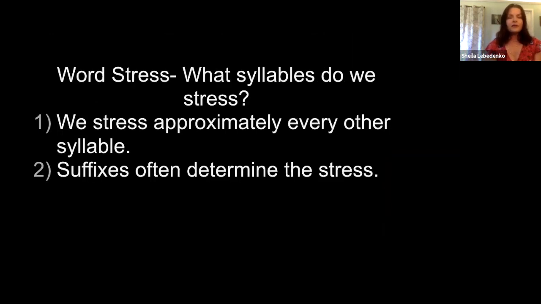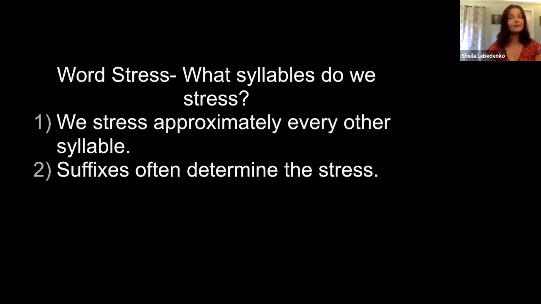We're going to start with rhythm by talking about word stress, because the word is the unit inside of the sentence and the word has its own rhythm. So we'll start simple and then we'll build up. What syllables do we stress? If we stress every single syllable in a word, it's going to sound boring. So we stress approximately every other syllable.